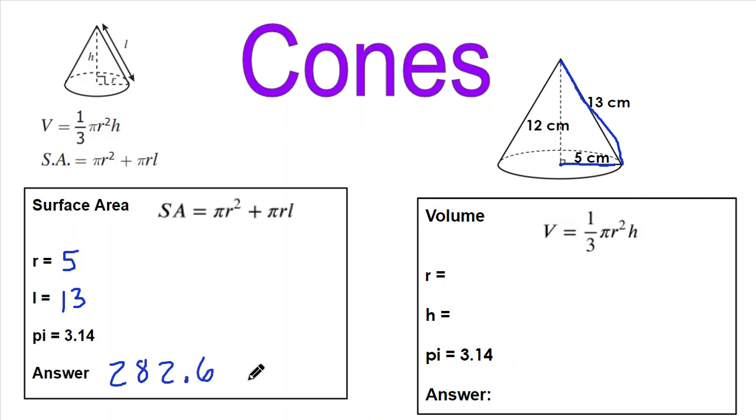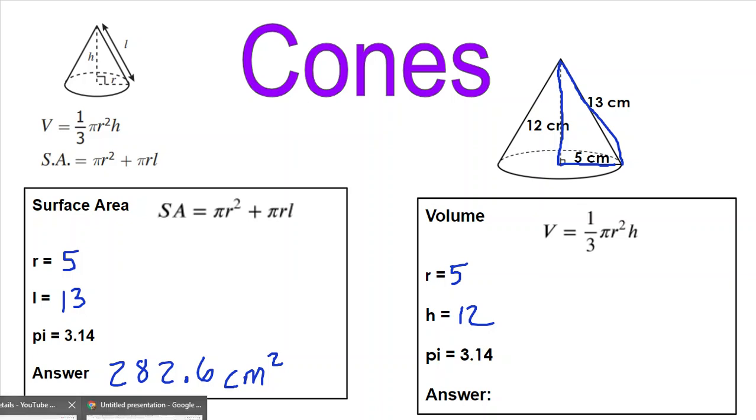282.6 is my surface area, but I can't forget my units of measure, so I would type centimeters, and surface area is always squared. All right, for volume, I want to find my radius, which we already found was 5, and I need to know my height, and my height is how tall the cone is. It's from the base straight up through the middle of that cone to the point, and that says it's 12, so my height is 12, and pi we want to use 3.14.